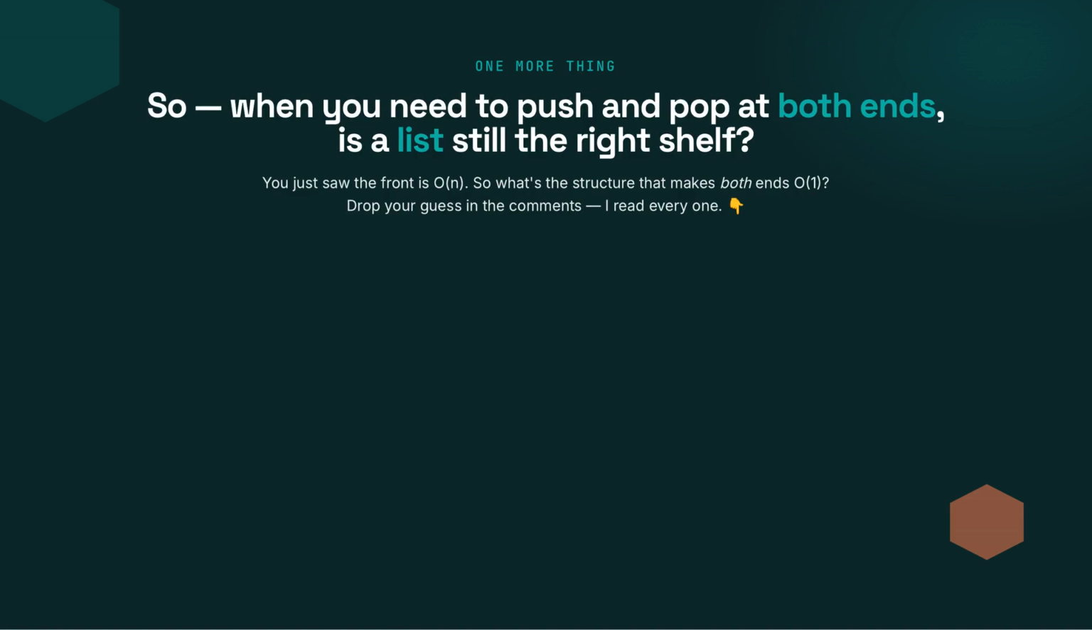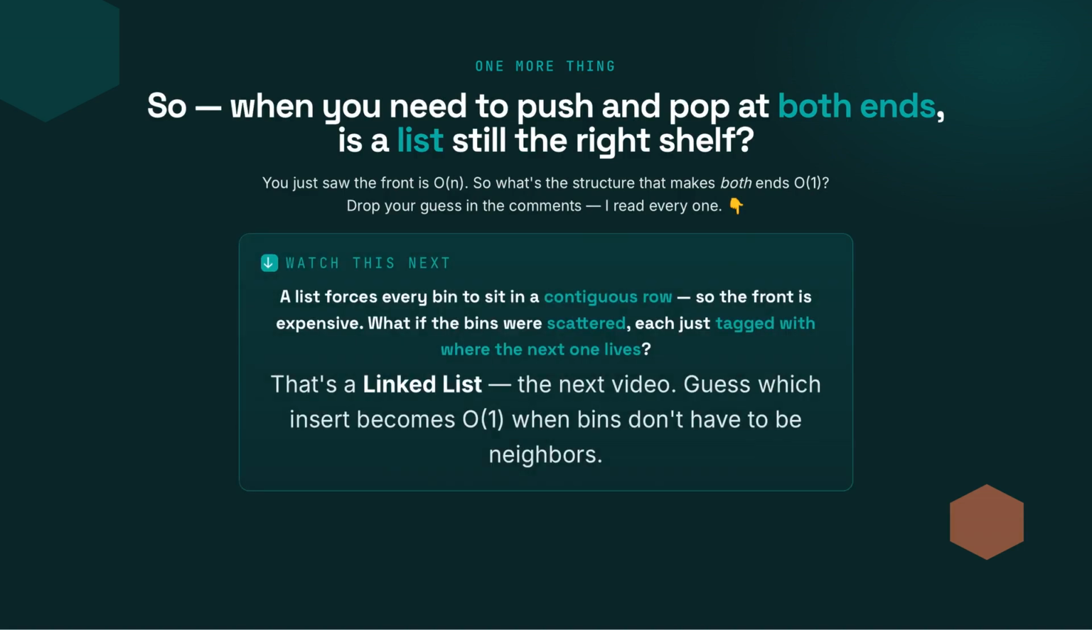Here's the hint. A list forces every bin to sit in one contiguous row. That's why the front is expensive. But what if the bins were scattered, each just tagged with where the next one lives? Then inserting at the front is just writing one tag, no shift. That's a linked list, and it's the next video. Guess which insert becomes O of 1 when bins don't have to be neighbors.